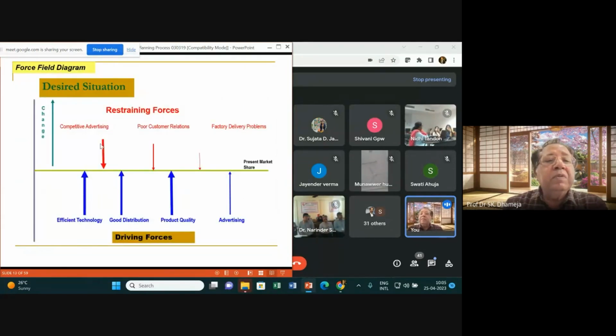This is a force field diagram. You have a desired situation. Let us say this is your present market share. I'm talking of a company. This green line, where my cursor is, is the present market share, and this is the desired situation. Now there are certain restraining forces and there are certain driving forces.